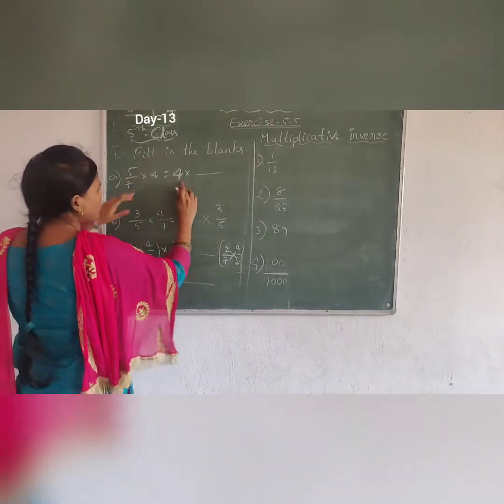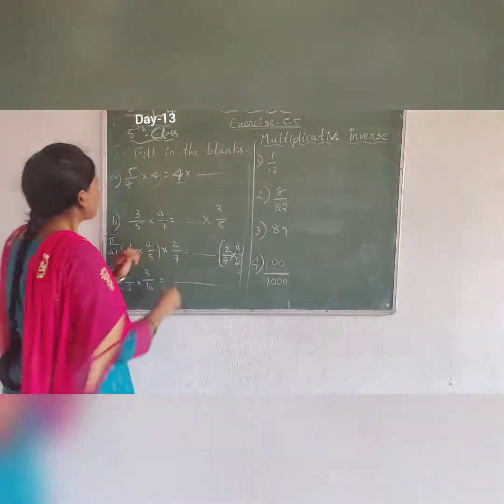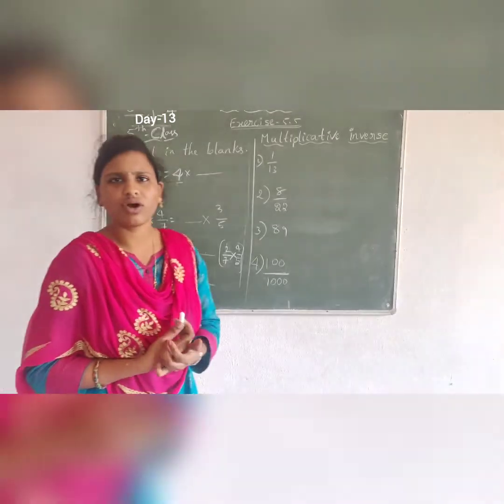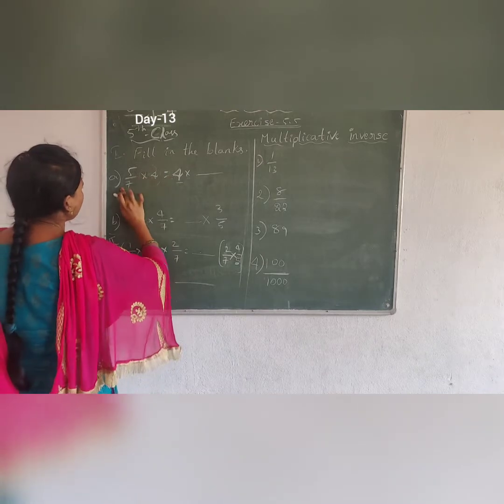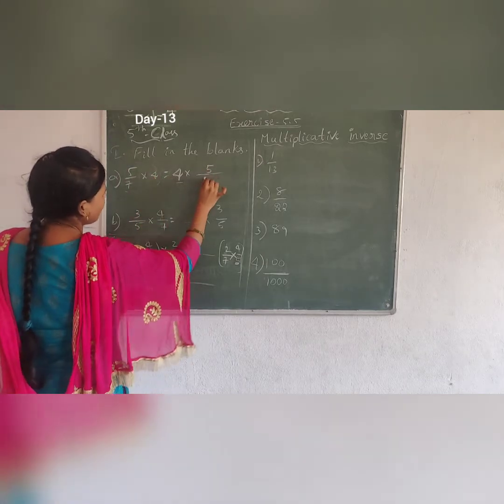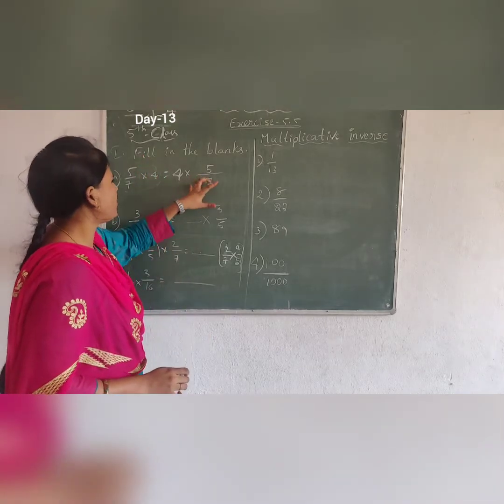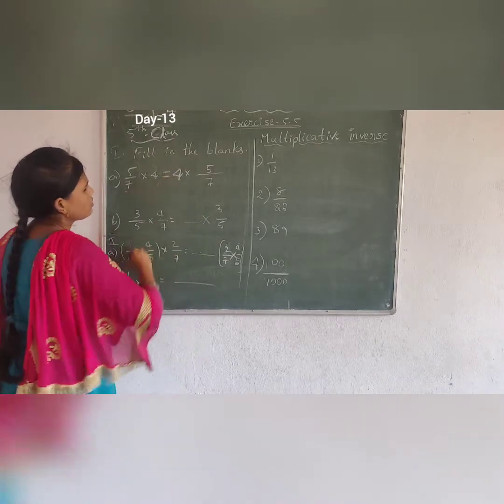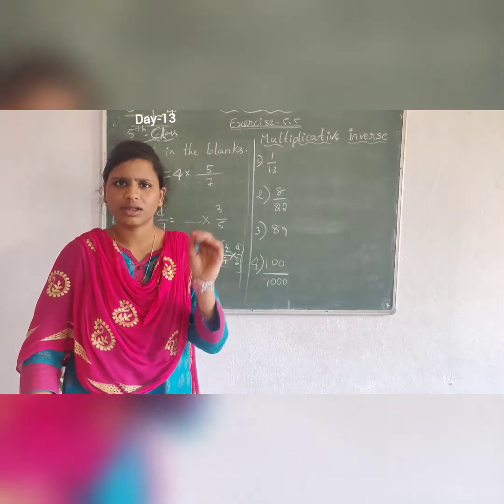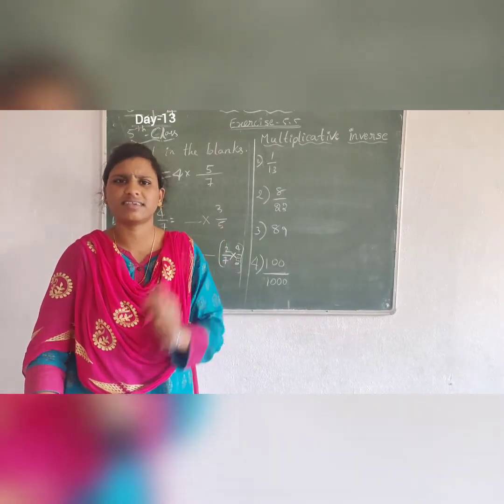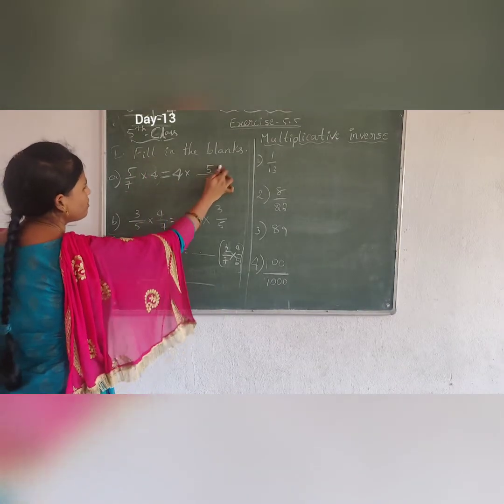So here we have 4 into. Which number don't we have here? 5 by 7. The fraction is not given here, so you write in this blank 5 by 7. 5 by 7 into 4 equals 4 into 5 by 7. If you change the order of the numbers or fractions being multiplied, the resultant is the same. So 5 by 7 into 4 equals 4 into 5 by 7.